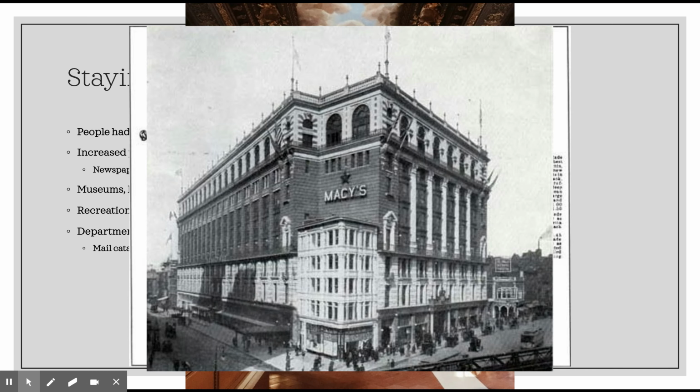And here is one of the first big and really successful department stores, Macy's. It's the same Macy's that hosts the Thanksgiving Day Parade every year. And this is an image of their building when it first opened back in the 1800s in New York City.